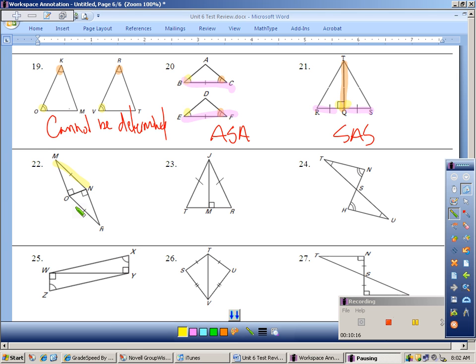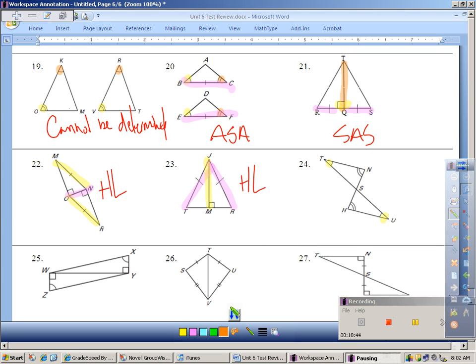Here, I again have right triangles, MN is congruent to RQ. That would be the hypotenuse, and then I know that they share a common leg there, NO, so this one is hypotenuse leg. Again, I have right triangles, the hypotenuses are congruent, and then they share a common leg, so this is also hypotenuse leg.